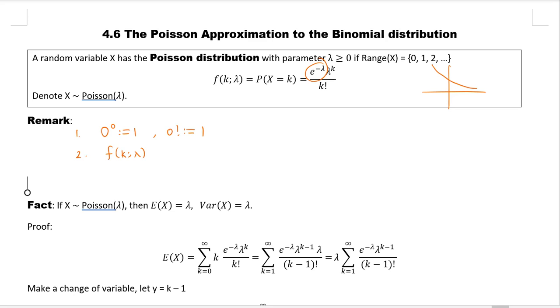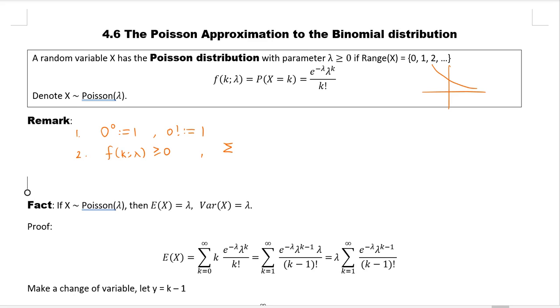And lambda to the k, because lambda is greater or equal to 0, lambda to the k is positive, and then the k factorial is also positive. So everything is positive, so we know this guy is greater or equal to 0, right? Actually, it's positive. Okay, and furthermore, when we add them up, what happens?